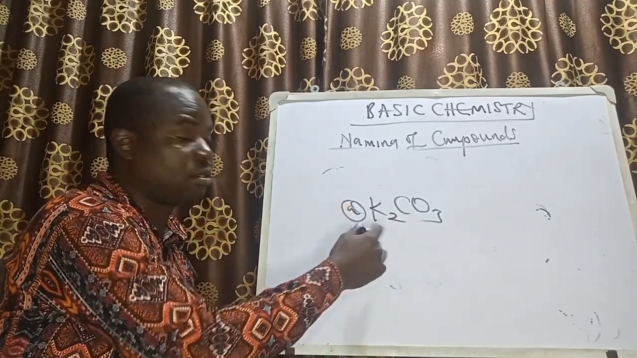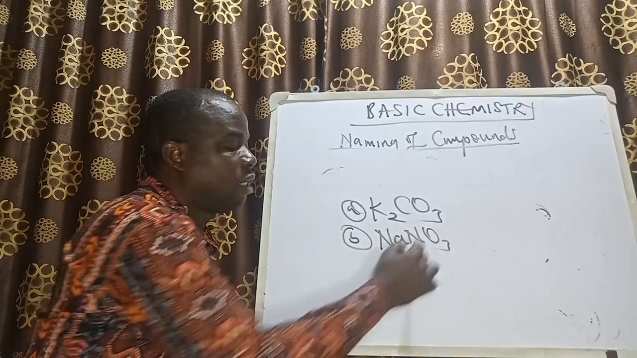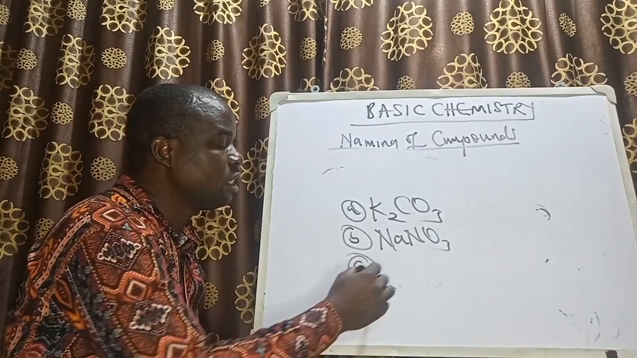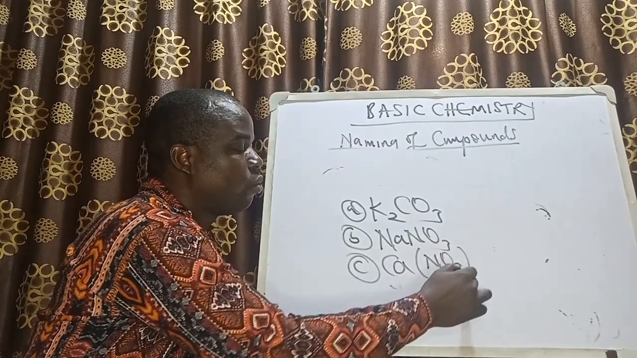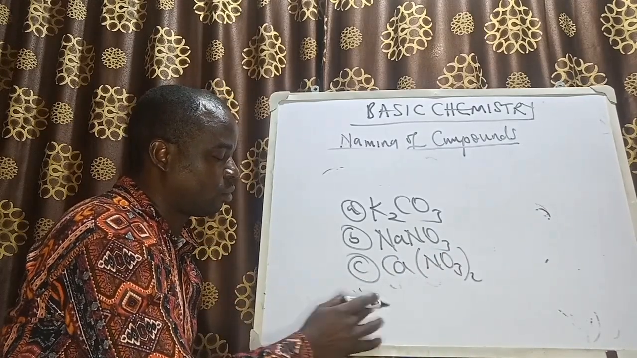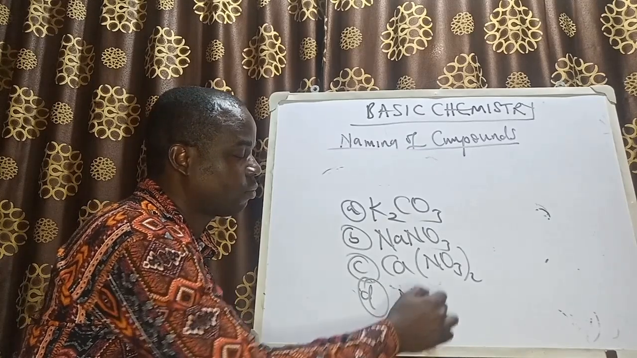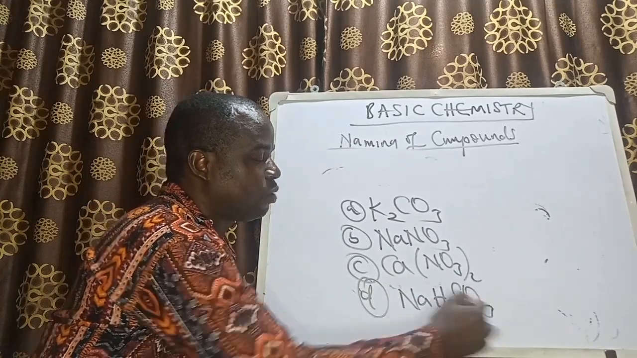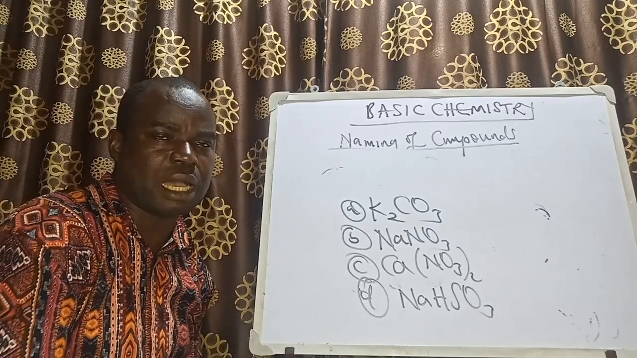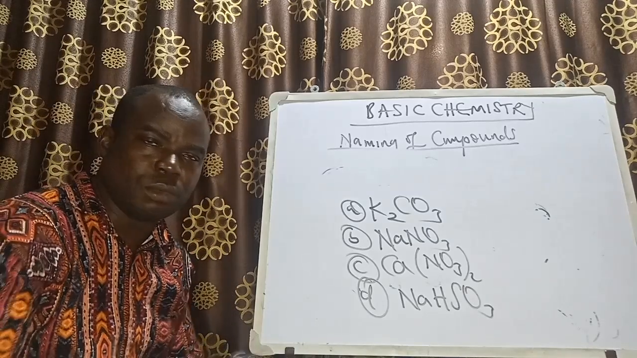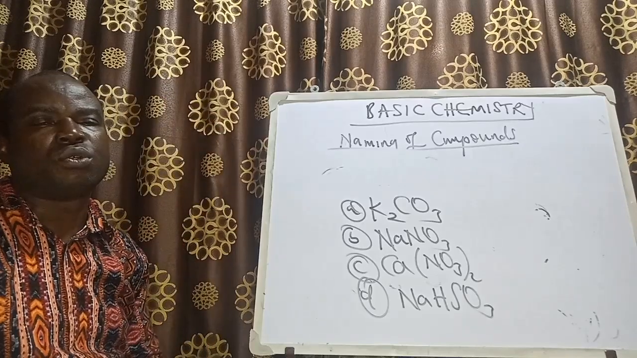K2CO3, try to name it. Then NaNO3, then Ca(NO3)2, then we have NaHSO3. Try naming these compounds. Just use them to practice. I believe you get better along the line. Okay. Now, that's the end of this video.